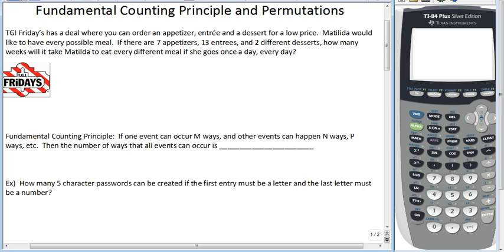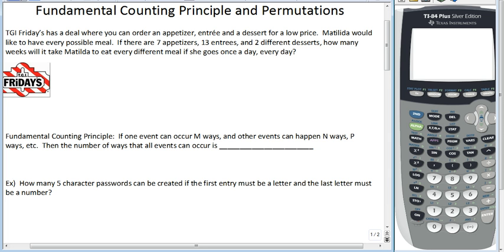It says TGI Fridays has a deal where you can order an appetizer, entree, and dessert for a low price. There are 7 appetizers, 13 entrees, and 2 different desserts. How many weeks will it take Matilda to eat every different meal if she chooses one a day, every day?